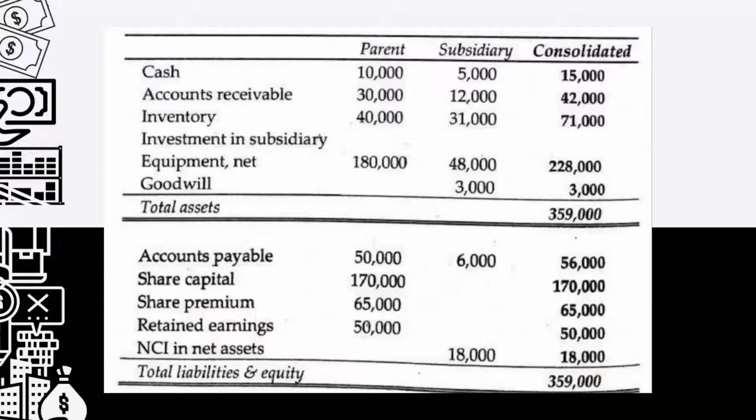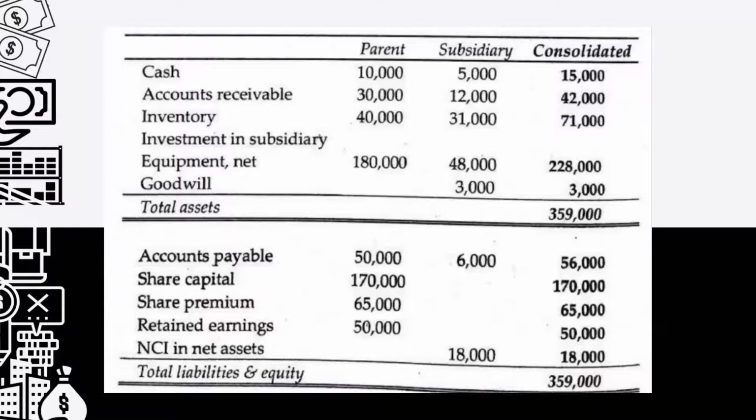equipment is a total consolidated equipment of 228,000, goodwill of 3,000, a total assets of 359,000. We have consolidated accounts payable of 56,000, share capital of 170,000, share premium of 65,000, retained earnings of 50,000, and NCI net assets of 18,000, and a total of 359,000 liabilities and equity.